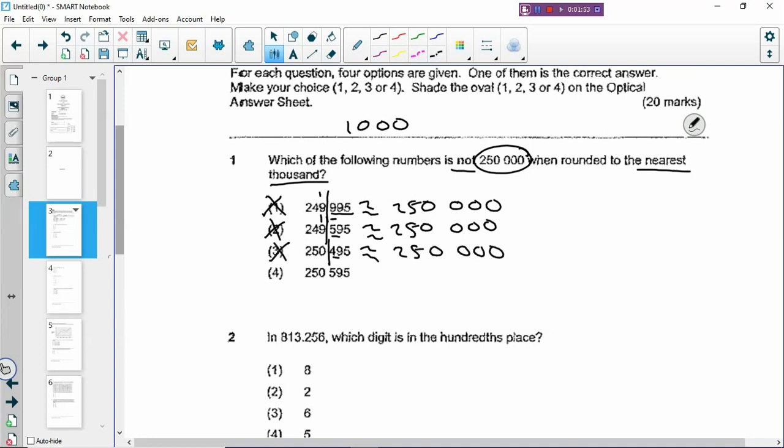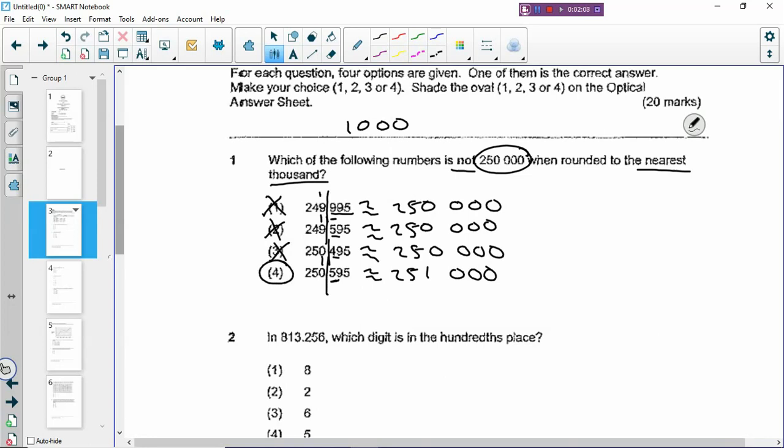Okay, and the last number, you draw a line and you look at the digit nearest the line, right? And is it 5 and bigger? Yes. So you add 1 on the next digit and you will get 251,000, which is not 250,000. So the answer is number 4.